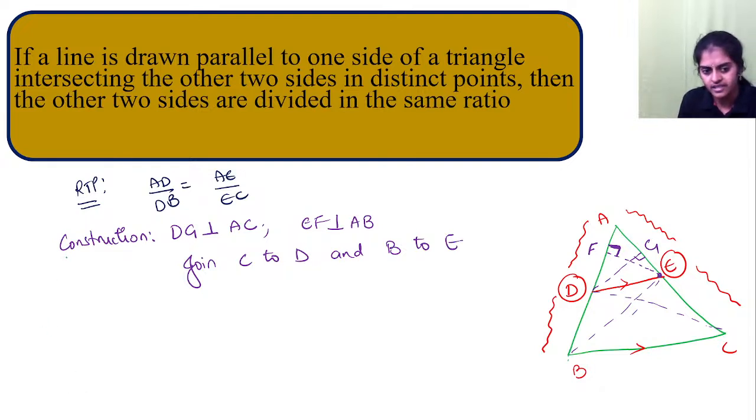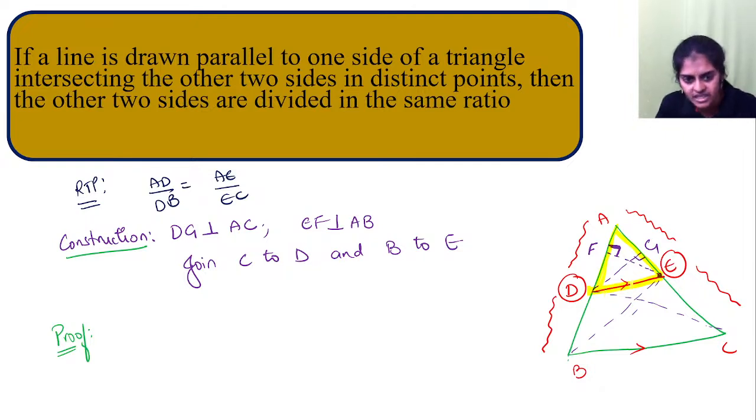Okay, so now you see this is the construction, and now what you have to prove is AD by DB equals AE by EC. Now, to prove this, if you just see the triangle, you can see that the triangle is divided into three parts. The upper triangle is one small triangle I can take.